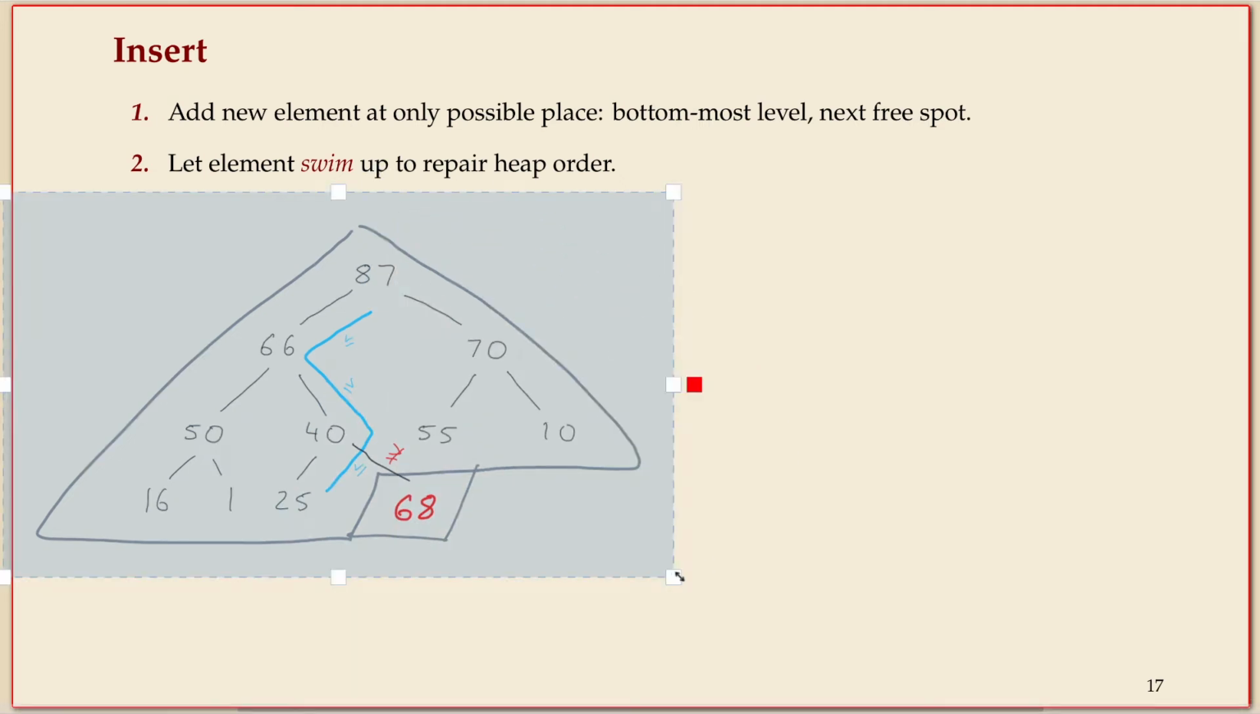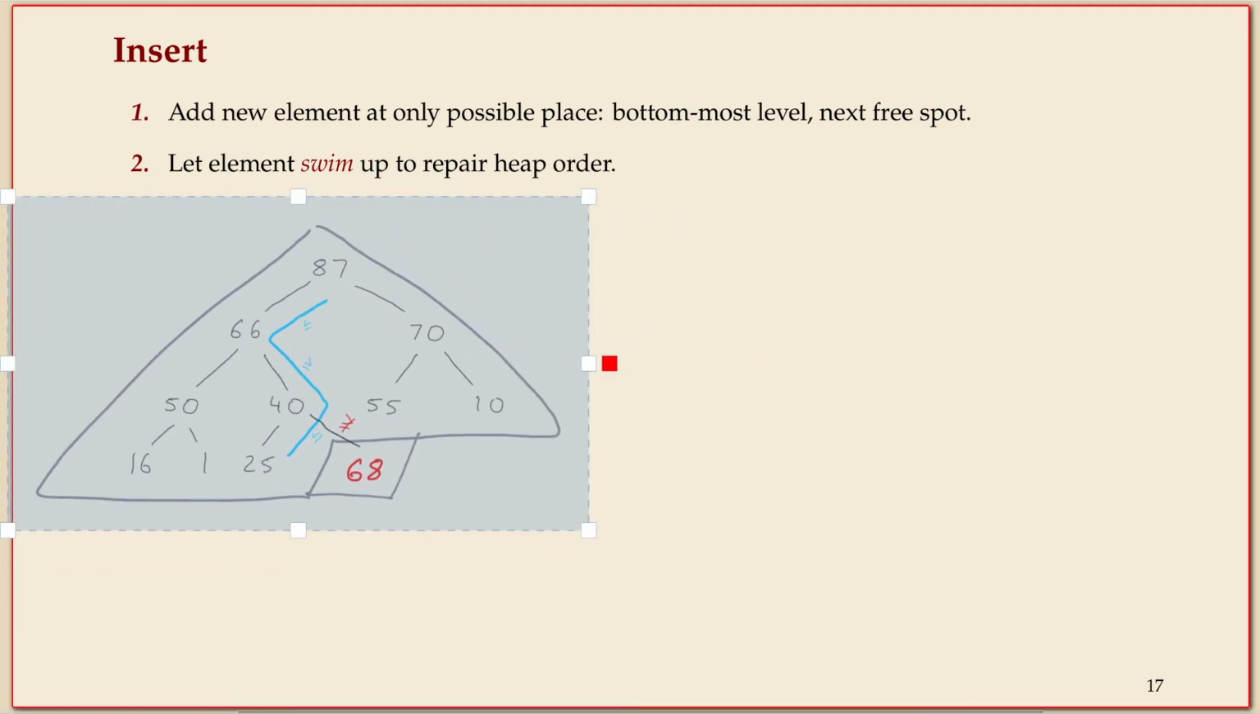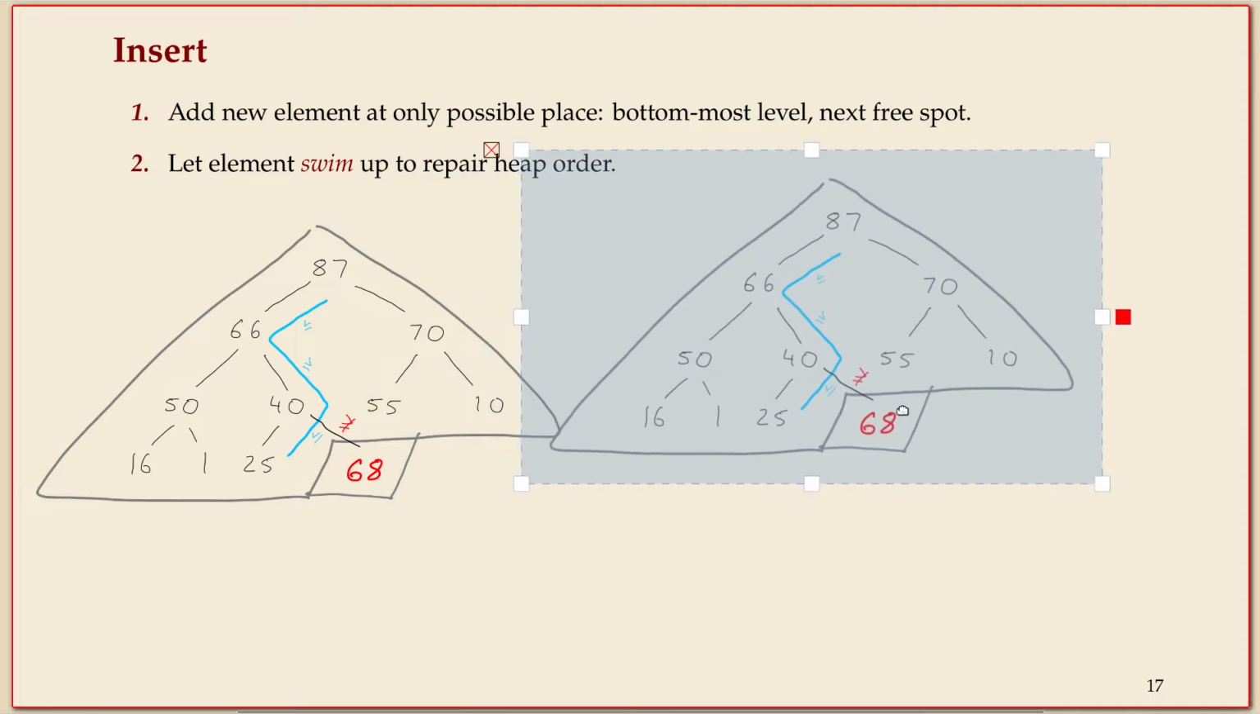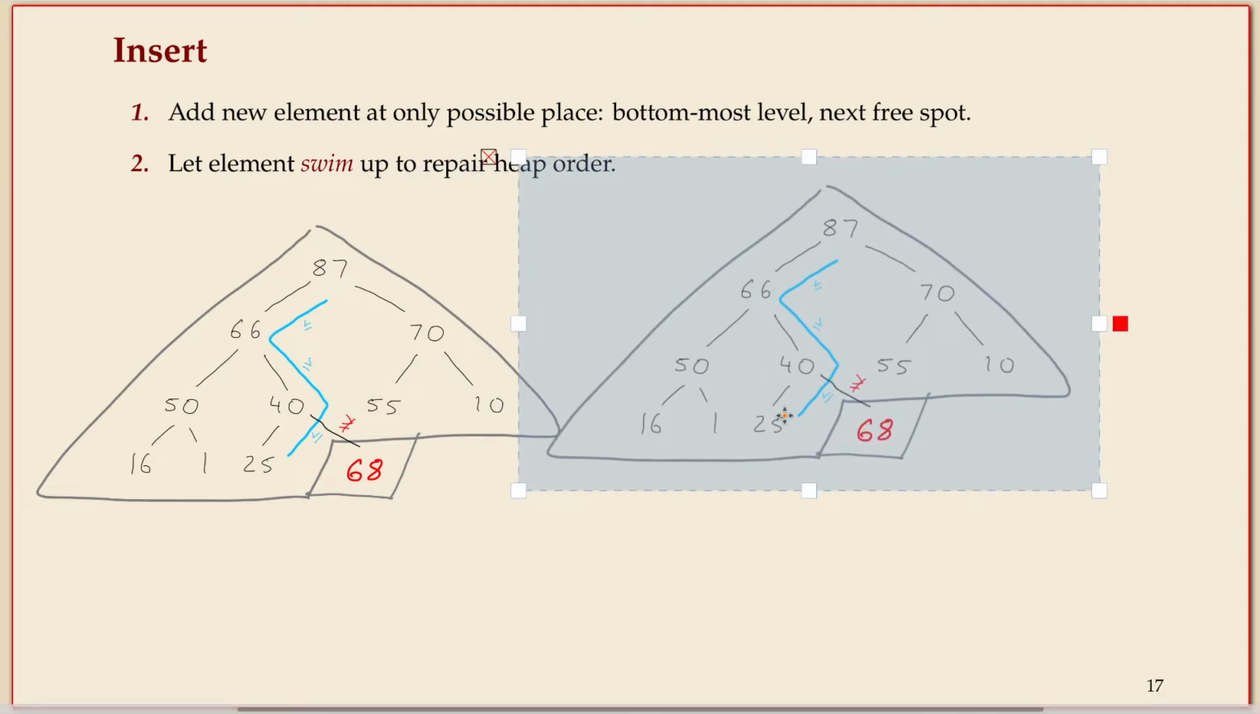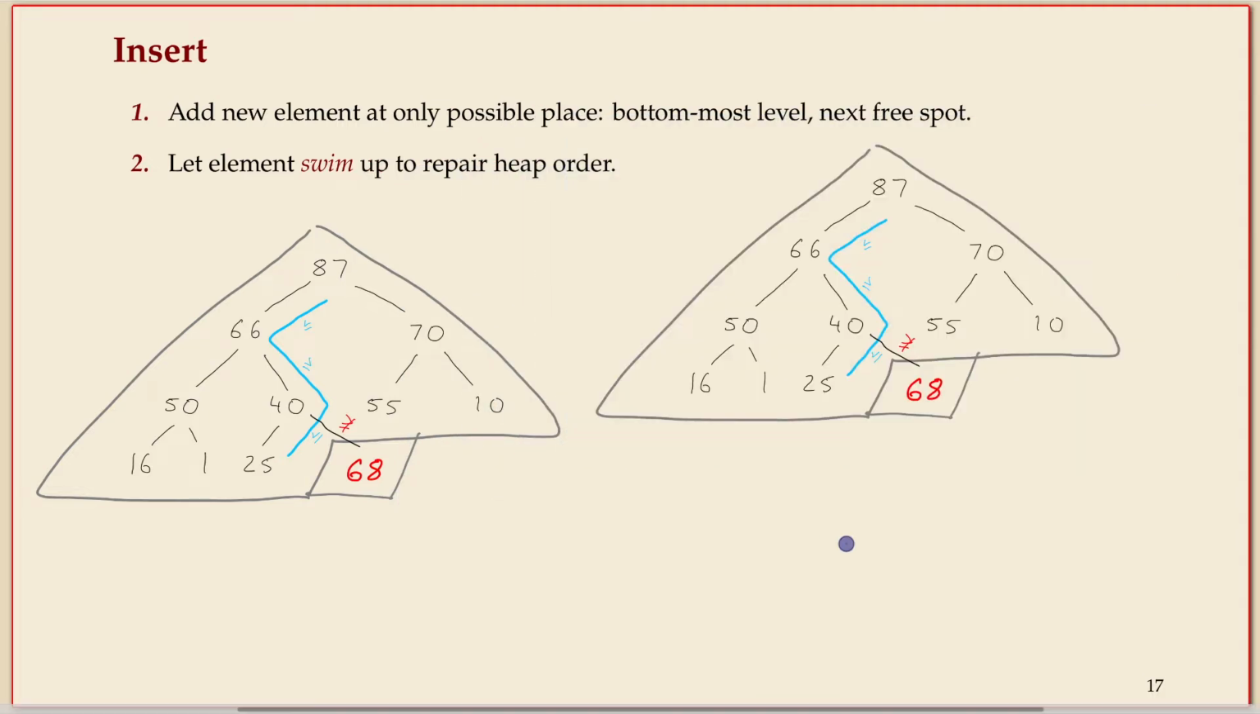I'll try to keep the intermediate stages on the slide. So the first step would be to swap the 68 up here, and 40 goes down. That certainly fixes this one. Let me get rid of this blue part here because that's just confusing. Now this is fixed.